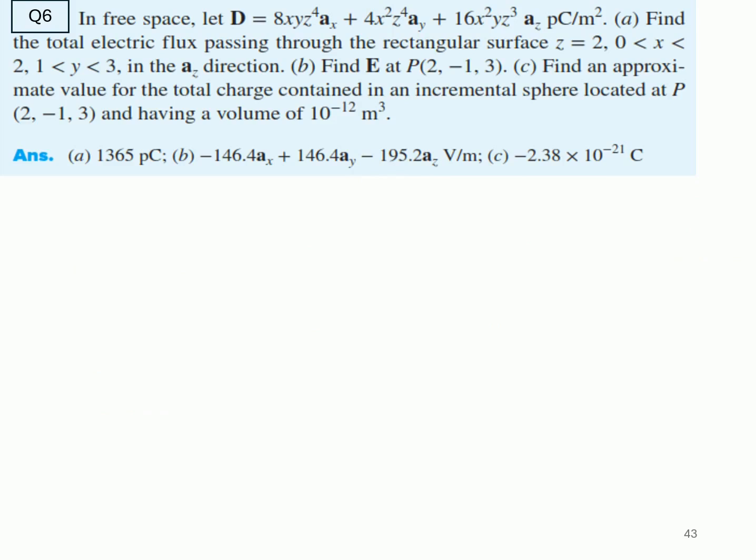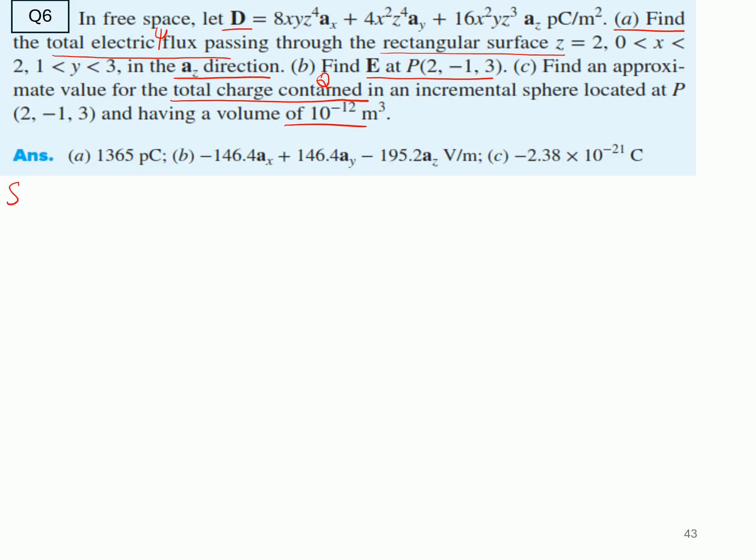So in this problem, we have been given the electric flux density D, and we are asked to find the total electric flux, which means we need to find psi, passing through the rectangular surface for z equal to 0, with x and y values given in the az direction. Then in the second part we need to find the electric field intensity at this point, and in the third part we need to find the total charge contained in the incremental sphere located at point P having a given volume. So here we need to find Q in the third part.